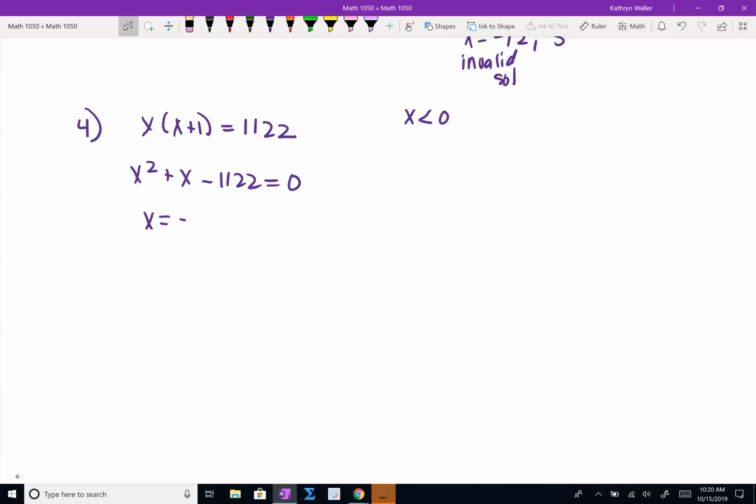So I'm just going to go x equals negative 1, plus or minus the square root of 1 squared, which is 1, minus 4 times negative 1,122, all over 2 times 1, which is a 2.